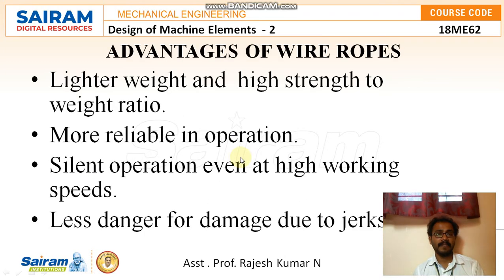And what are the advantages of wire rope? It is usually very light compared to chains or belts. It is very light, and the high strength to weight ratio is also one more advantage. And it is more reliable in operation and silent in operation even at high working speeds, because if we talk about chains, they are very noisy, and even belts have some kind of noise levels. But here the operation is very silent, even at high working speeds, and there is less danger of damage due to jerks.